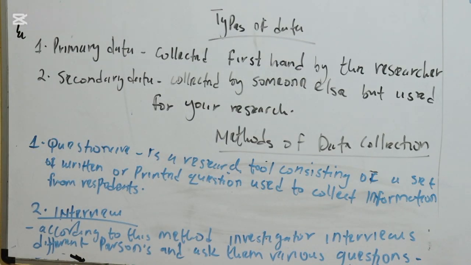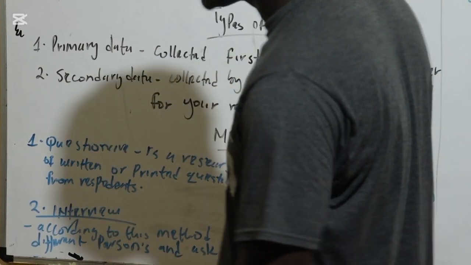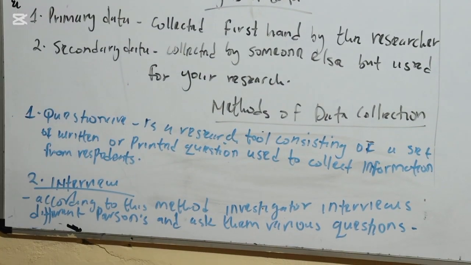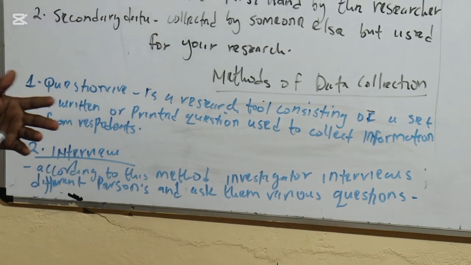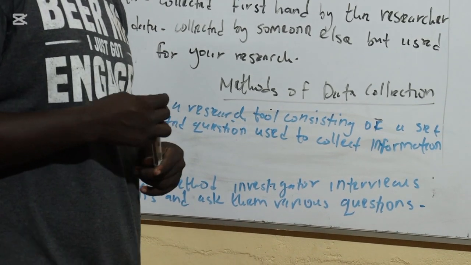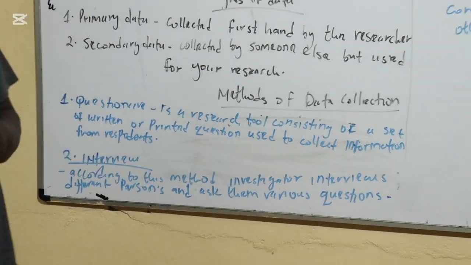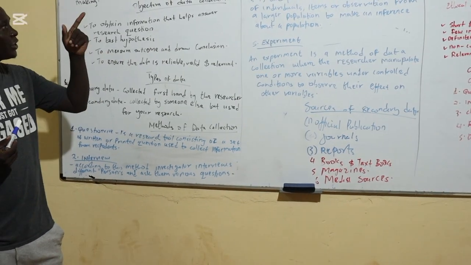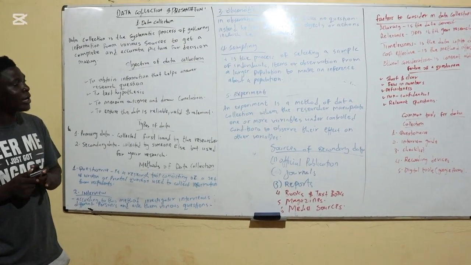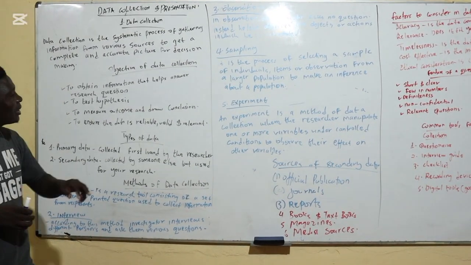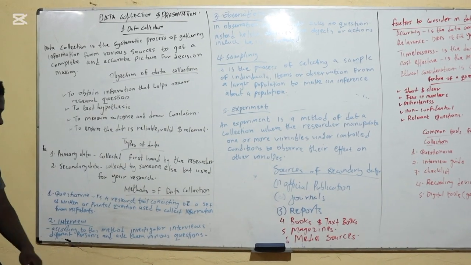Next, methods of data collection. Under methods of data collection, there are several methods, but I'll specifically highlight 5 methods. Method number 1, a questionnaire. Method number 2, an interview. Method number 3, observations. Method number 4, sampling. Then method number 5, experiment.